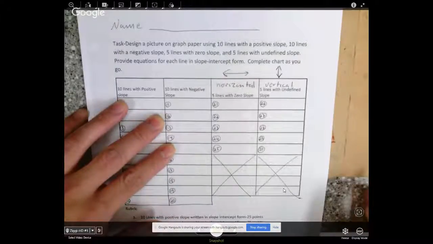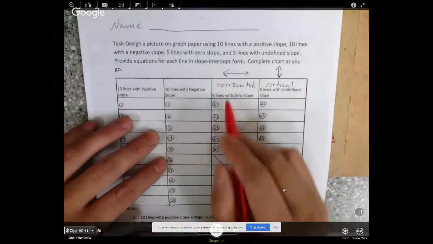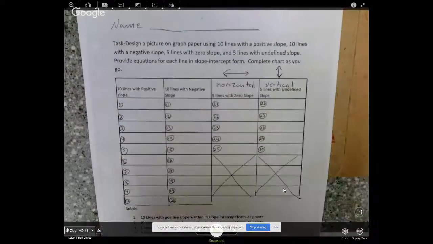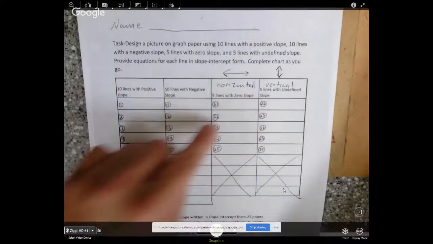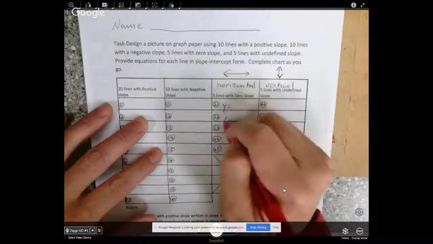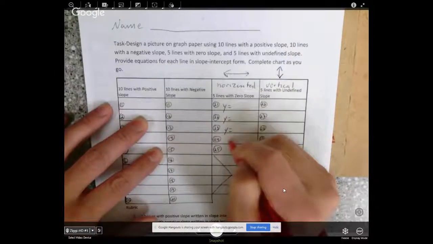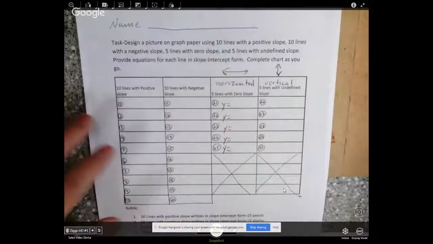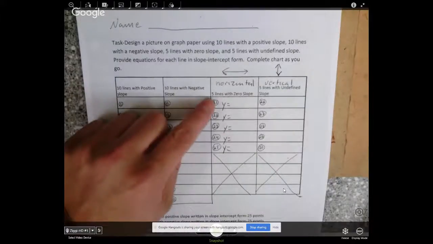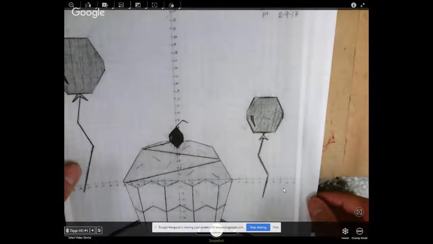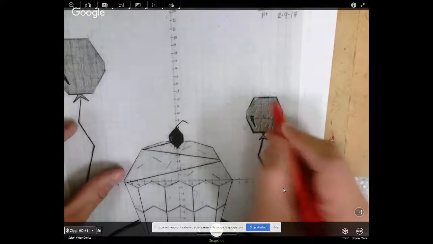I'm going to do a sample picture here. I want 5 horizontal lines, and let's go ahead and label all these y equals, because horizontal lines all go y equals. So I need a horizontal line, and I want to number it 21. Let's look here on this picture that I have. Here is a horizontal line. I want to number this one 21. So number it and circle it on your picture.